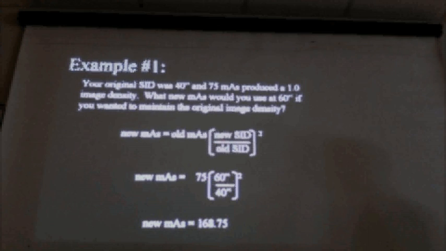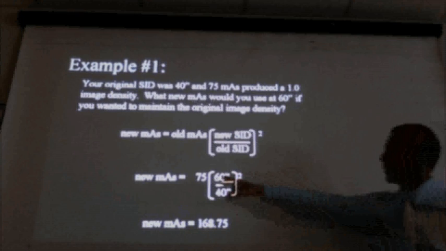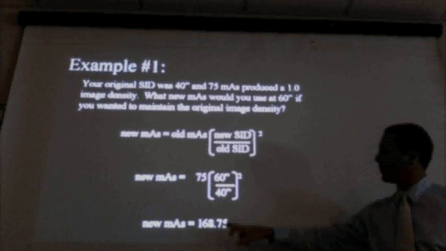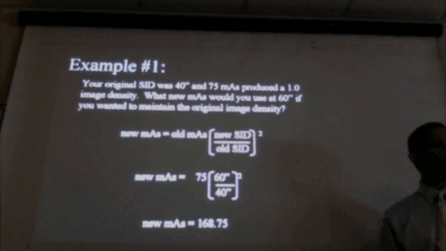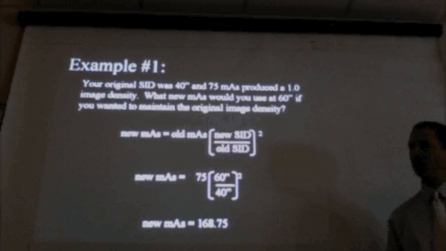Does it need to go up or down? Up. It's got to go up, because you want to maintain the same density. So when I look back at my problem, I started out with 75 mass, and I went to 168.75. That sounds about right. So I think I probably did the right thing.